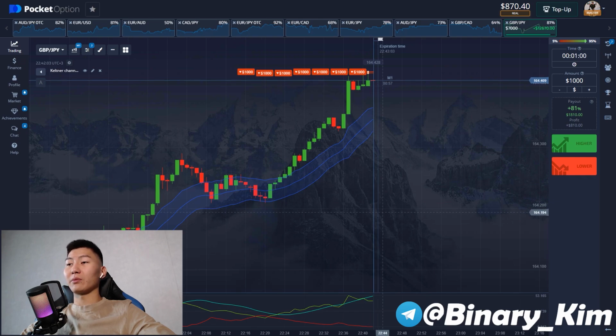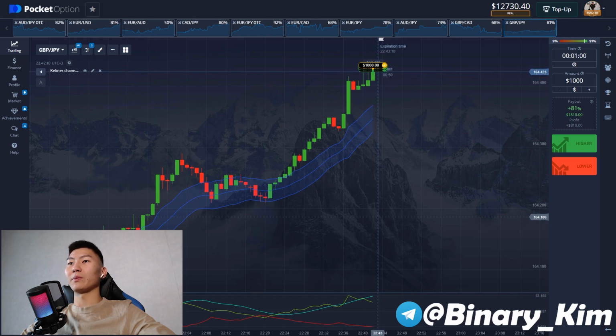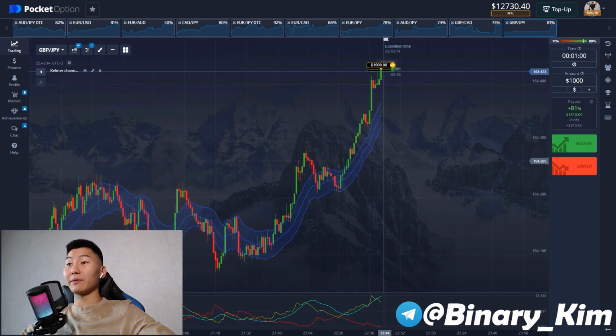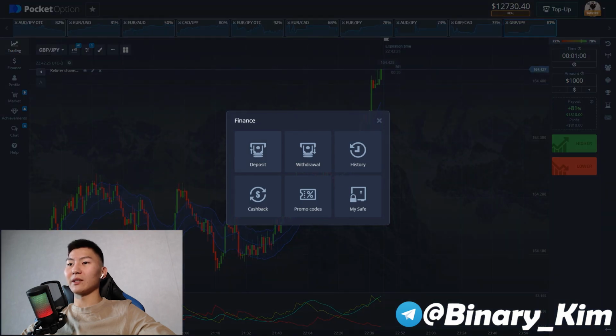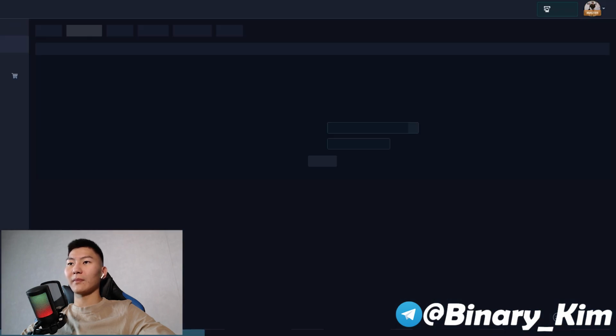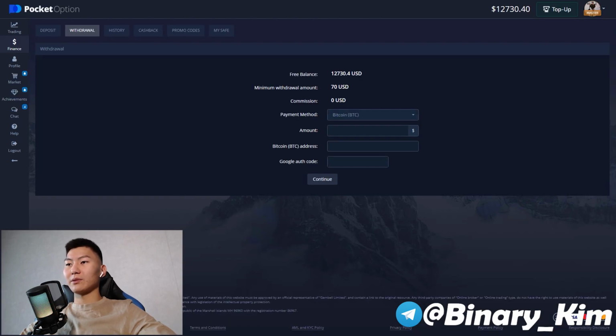Look at this perfect trade entry level, and here is the inception of the red candle, and there we go. Our position is in profits. There are $12,000 on our balance. Perfect outcome. And let's withdraw the money. I think it's gonna be an out for today, so let's withdraw the money.